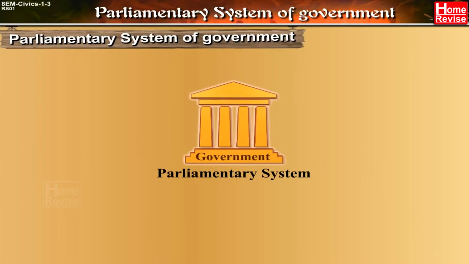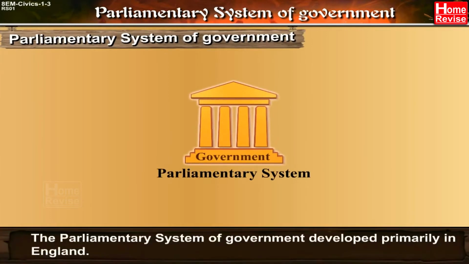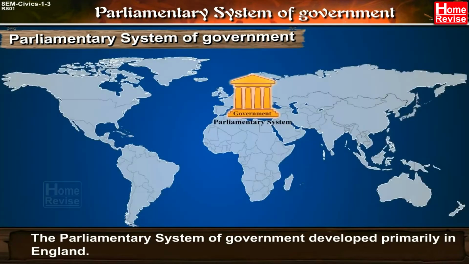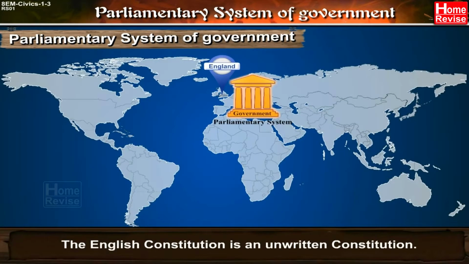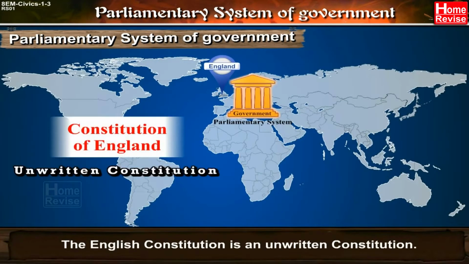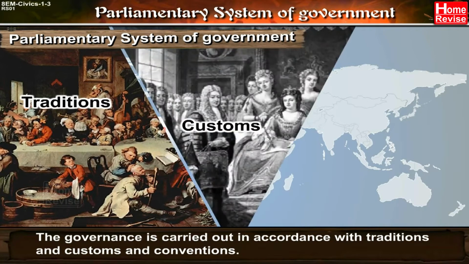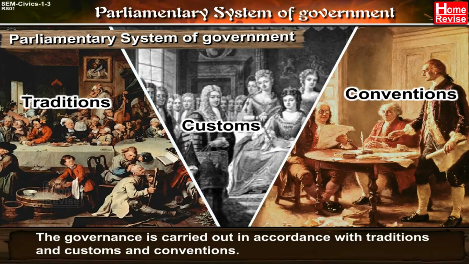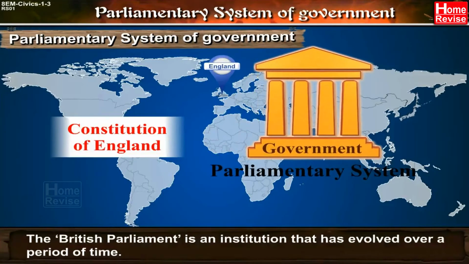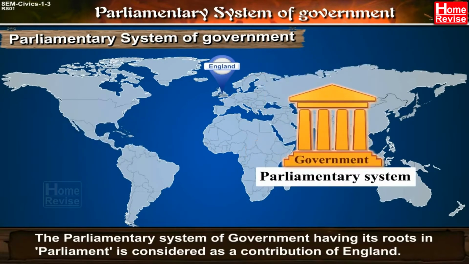Parliamentary system of government. The parliamentary system of government developed primarily in England. The English Constitution is an unwritten constitution. The governance is carried out in accordance with traditions, customs and conventions. The British Parliament is an institution that has evolved over a period of time. The parliamentary system of government, having its roots in Parliament, is considered as a contribution of England.